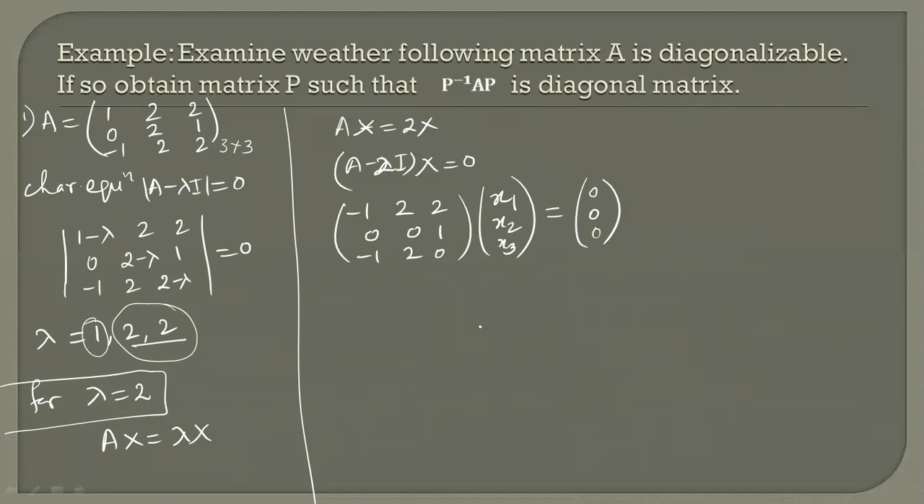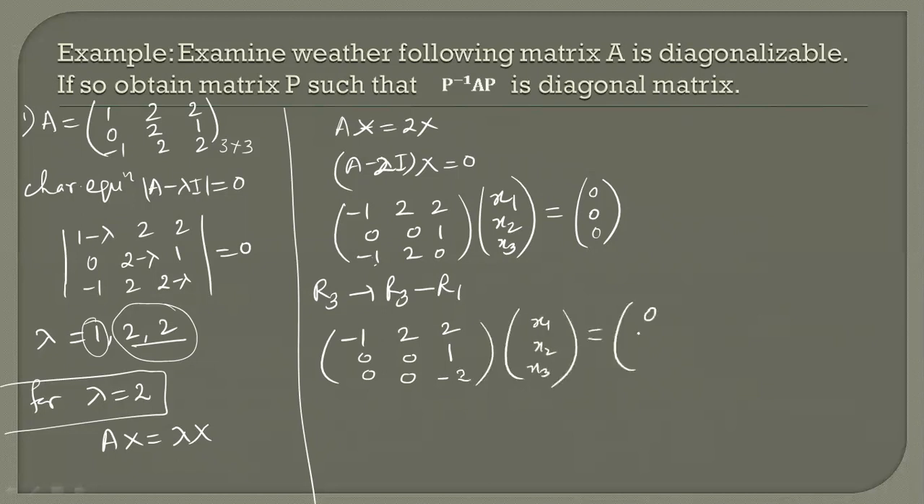Now we can use the augmented matrix concept, or you can directly make the matrix A into row echelon form. For making row echelon form, we have to make this entry 0. This is already 0, make this entry 0. So for this, R3 is replaced by R3 minus R1. It will be minus 1, 2, 2, 0, 0, 1, 0, 0, minus 2, times x1, x2, x3 equal to 0, 0, 0. Here it is already 0, so no need to apply the operation on the right side because all entries are 0.